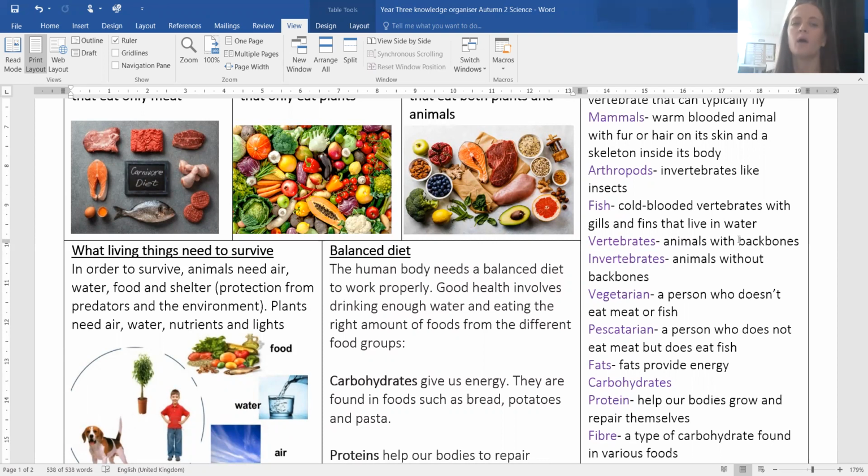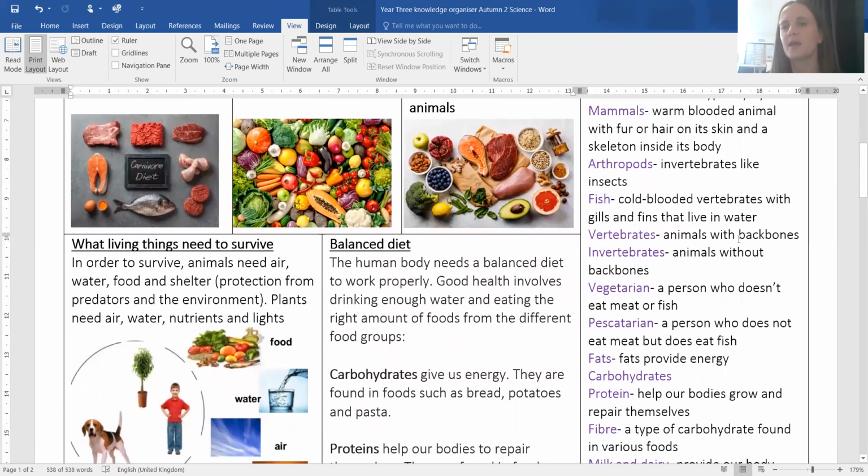Now, a vegetarian is a person who doesn't eat meat or fish. So that is a vegetarian. And a pescatarian is a person who doesn't eat meat, but they do eat fish. So say that with me, pescatarian.